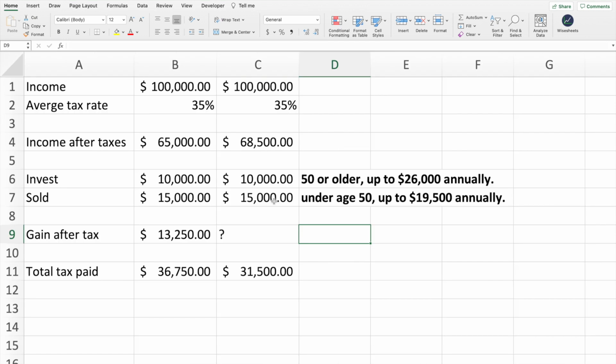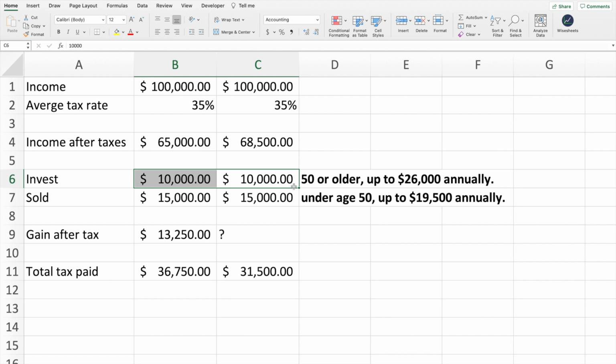Another question that comes up is, how do you decide how much you can invest or otherwise contribute to your 401k plan, regardless of the account type that you choose? This number changes all the time. I'm going to leave a link in the description that's going to give you the most updated numbers.